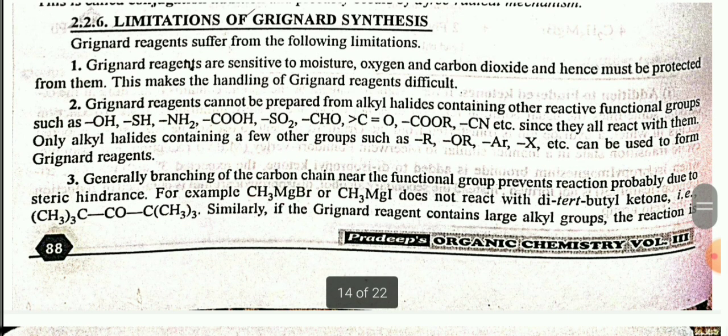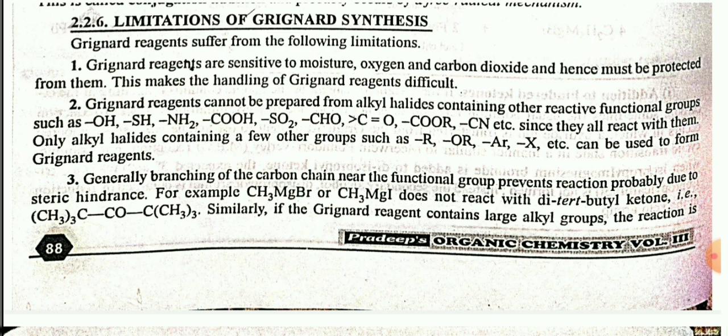Second, Grignard reagent cannot be prepared from alkyl halides containing other reactive functional groups such as OH, SH, NH2, C=C, COOH, SO2, CHO, C=O, COOR, CN, etc. Since they all react with them, only alkyl halides containing a few other groups such as R, OR, AR, X, etc. can be used to form Grignard reagent.